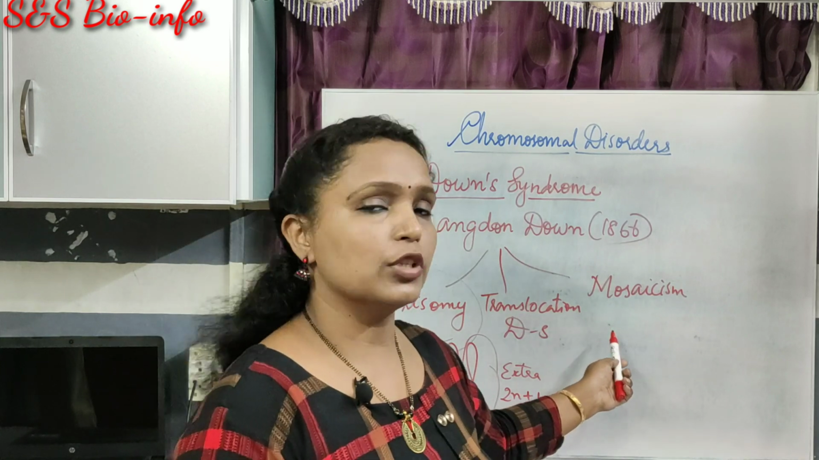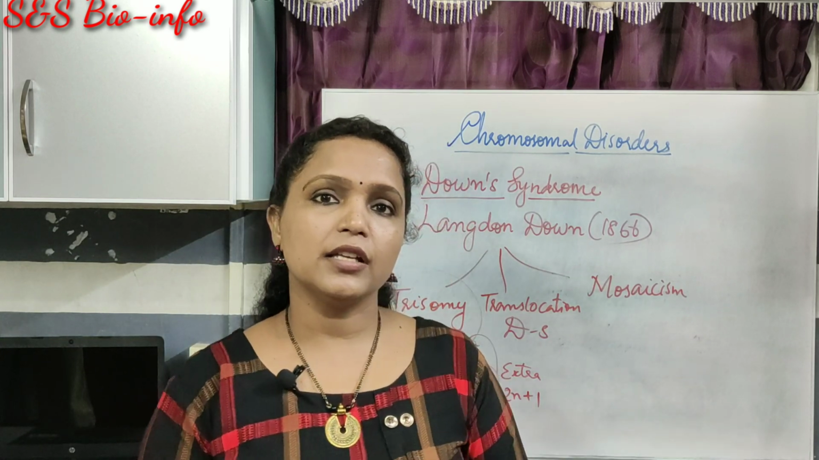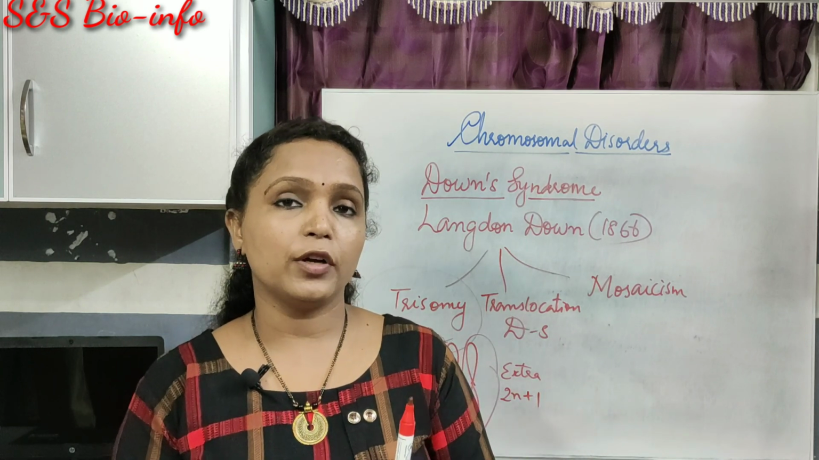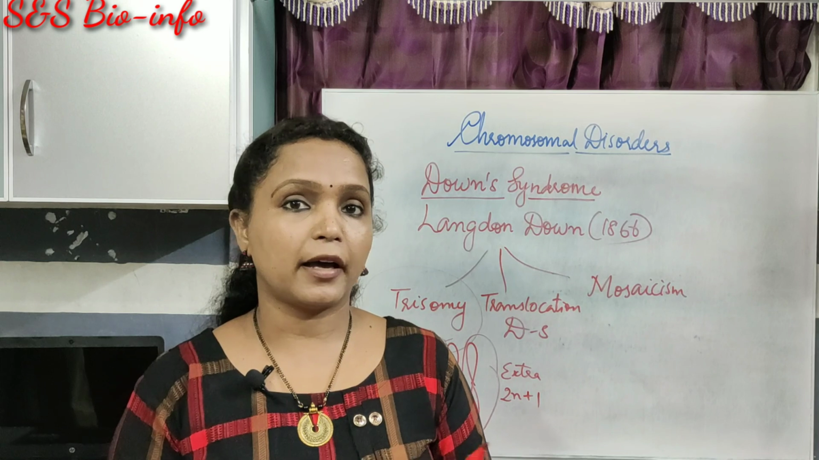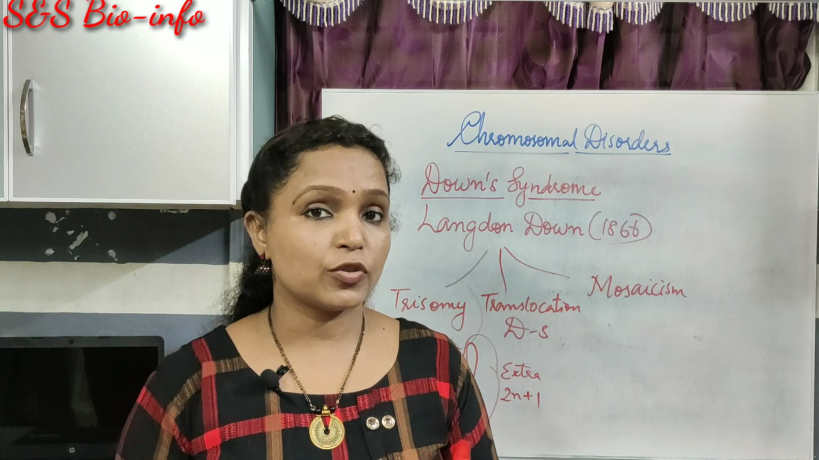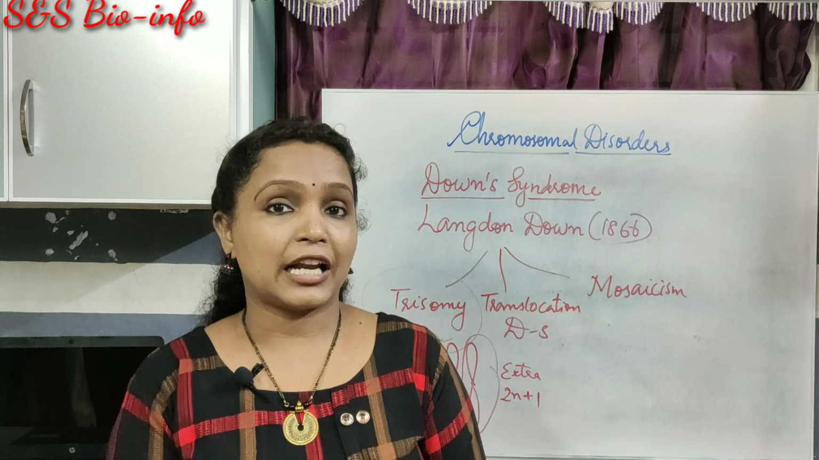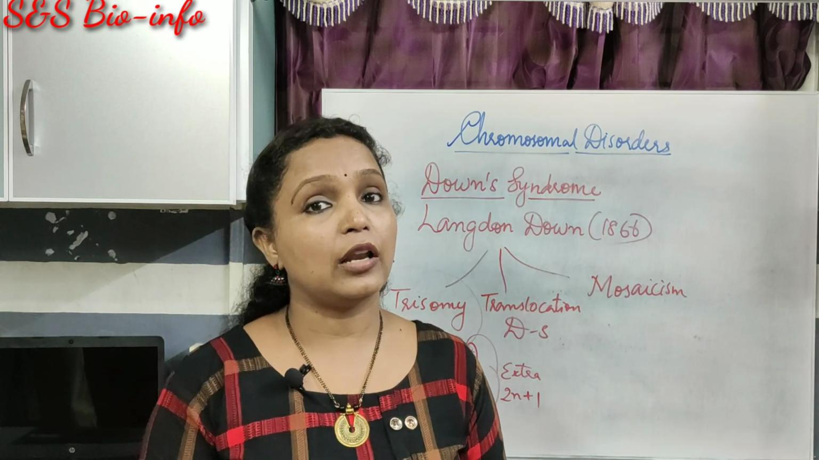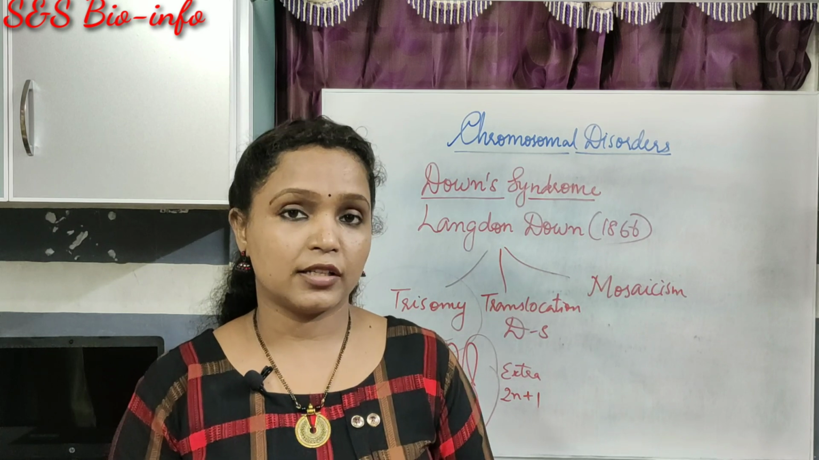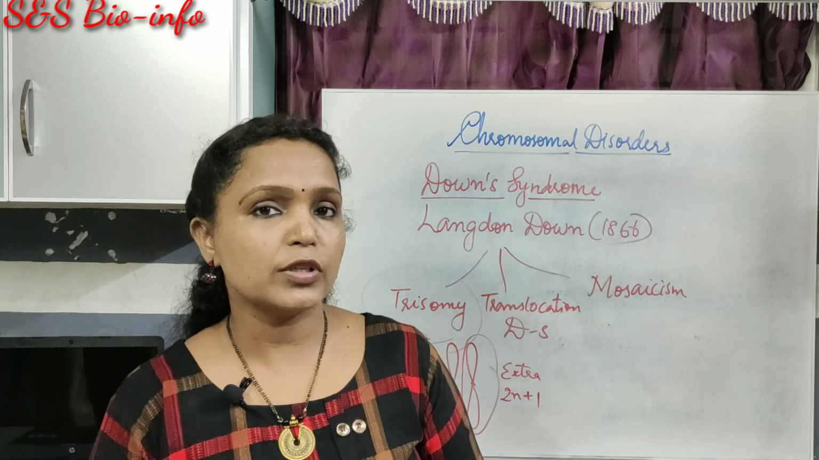The next one, mosaicism. Mosaicism means the addition of one copy of chromosome in the 21st pair is called trisomy. Not only in the particular chromosome pair but also the extra copy may be found along with the other chromosome pair. That is also a rare case among the human population, that is mosaicism.